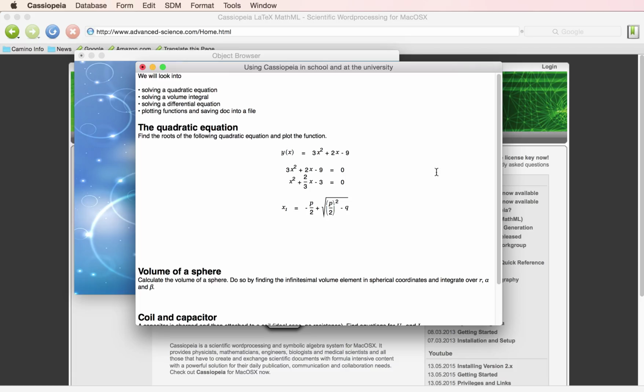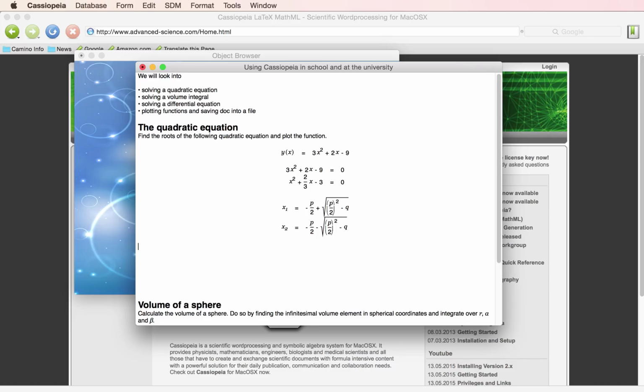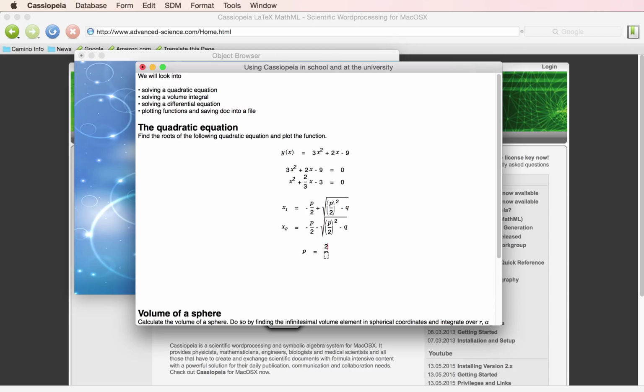minus p over 2 plus the root, minus q. For x1 and for x2 we have minus the root. And in this case we have p is 2 over 3 and q is minus 3.